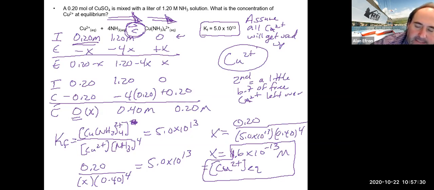And again, we make this assumption because KF values are typically very large values. And we can make that assumption here. Any questions on that there?